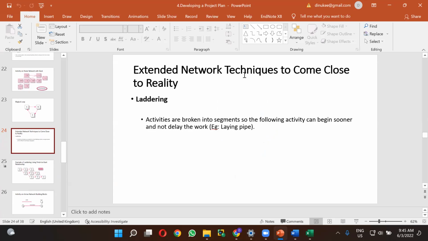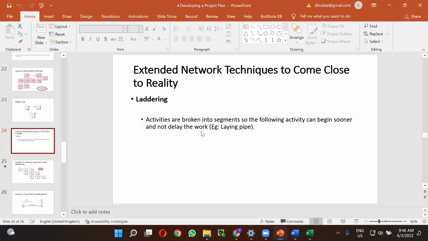So extend network techniques to come close to reality. Okay, there is one thing that I want to explain. It's called laddering. Activities are broken into segments, so the following activity can begin sooner and not delay the work. So for example, I will take when you are laying pipe. ජලනල පද්ධතියක් එහෙම හදන එකේදී ලැඩරින් කරන්නේ කොහොමද කියන එක තමයි explain කරන්නේ. Activities are broken into segments, so the following activity can begin sooner and not delay the work.